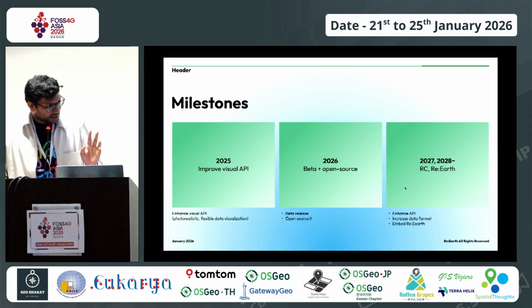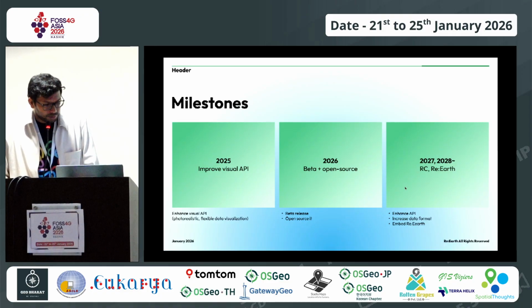I think that brings us to the end of this presentation. So in 2025, we were working on improving the visual API, and in 2026, which is this year, we plan to release a beta and also open source this map engine. And in 2027 and around 2028, we also plan to enhance this API and also do an RC release.